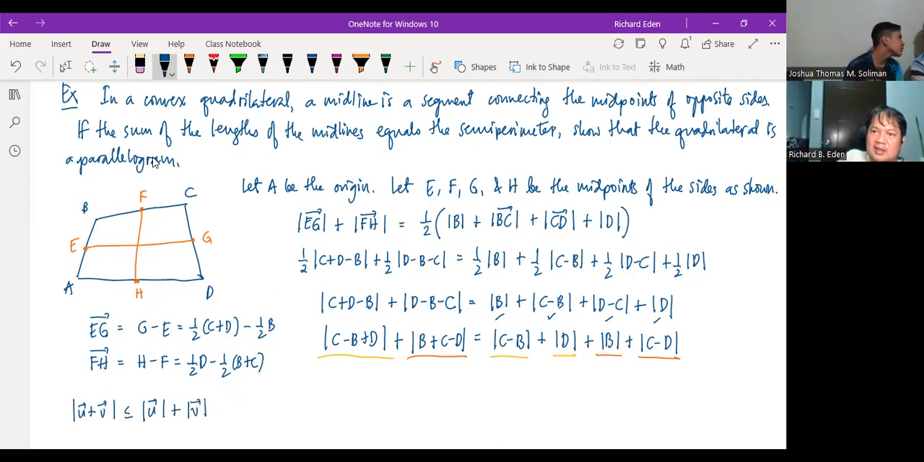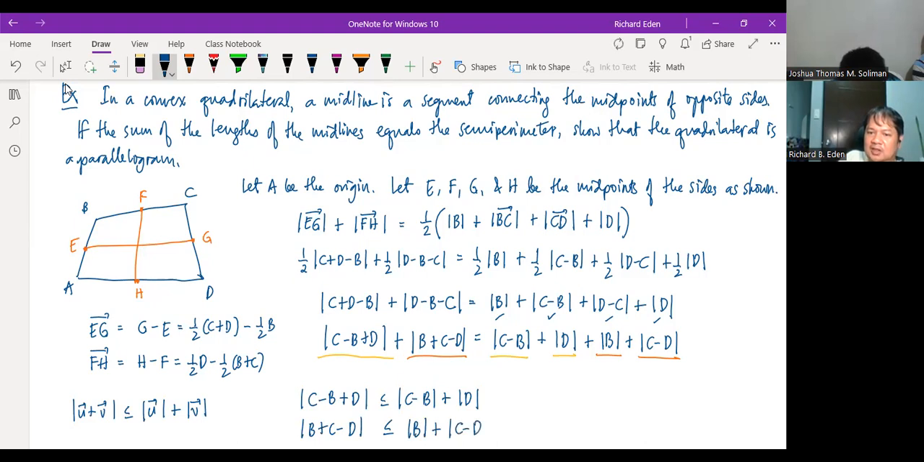Triangle inequality. Were we able to cover this? We were able to talk about this, were we? Triangle inequality for lengths of vectors. So if you look at it, the length of C minus B plus D is less than or equal to the length of C minus B plus the length of vector D. And the length of vector B plus C minus D is less than or equal to the length of B plus the length of C minus D.